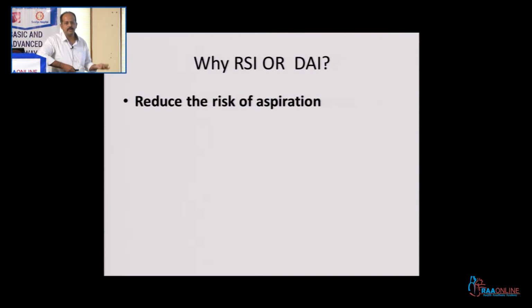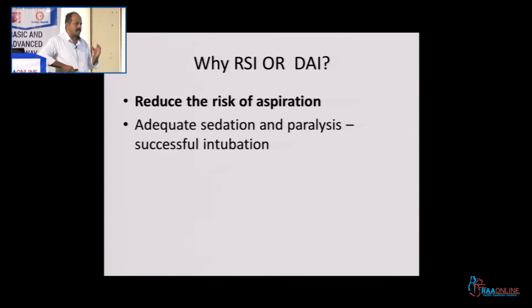RSI is to prevent aspiration or minimize the chance of aspiration. But drug assisted intubation has other objectives also. You want to give the best sedation and paralysis so that your chances of intubation are much higher. You don't want a moving patient when you do a laryngoscopy.